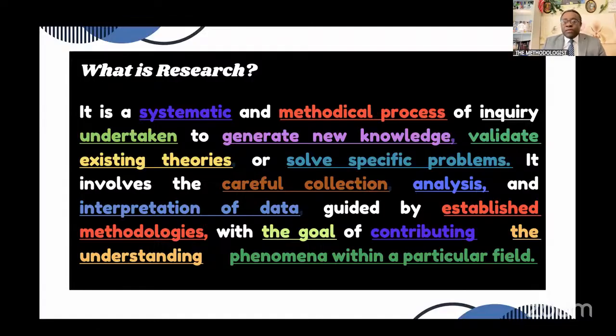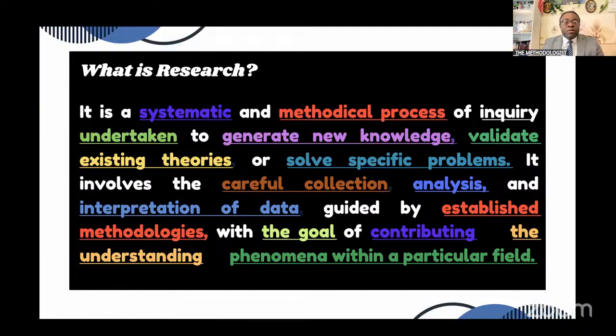This is another definition of research. What is research? It is a systematic and methodical process of inquiry undertaken to generate new knowledge, validate existing theories, or solve specific problems. This is almost the same as the other definition of research, that we follow through that methodical process of inquiry, and we generate new knowledge, or we validate existing theories or solve specific problems.